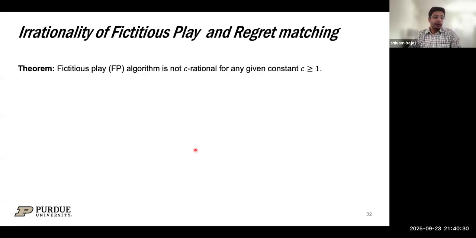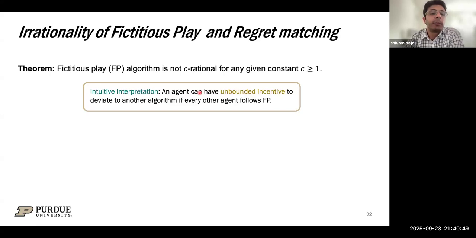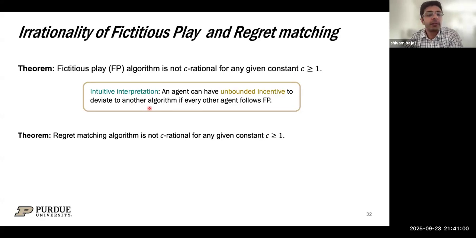Okay, so once we have this metric, what we want to understand is whether existing algorithms, such as fictitious play and regret matching, which have been proposed in the literature, are C-rational or not. And what we are able to show is that the fictitious play algorithm is not C-rational for any constant C. Intuitively, what that means is that if every agent is following the fictitious play algorithm, then an adversarial agent has an unbounded incentive to deviate to another algorithm. Okay. And we can show the same result for regret matching.